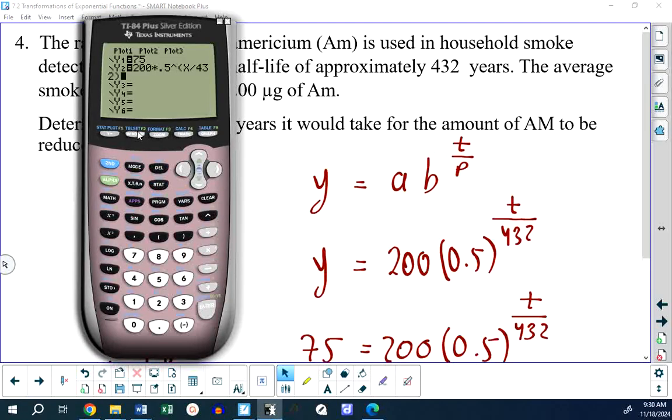for my window setting to go up to maybe 600. I mean, past 432, because 432 will take me from 200 to 100. And then, I don't care what the scale is, 100. Let's go 0 to, well, I could get away with 200. I'm going to go 220.